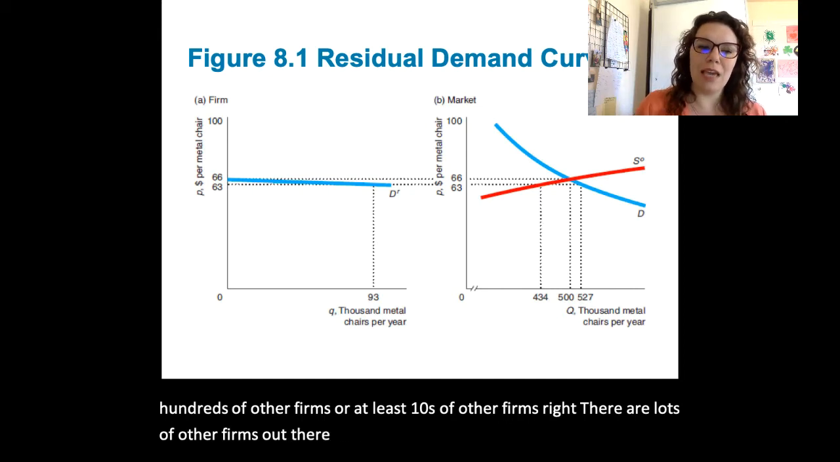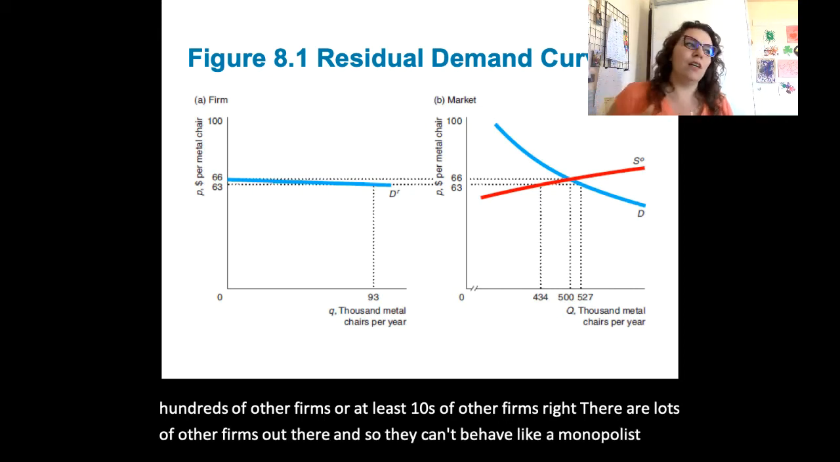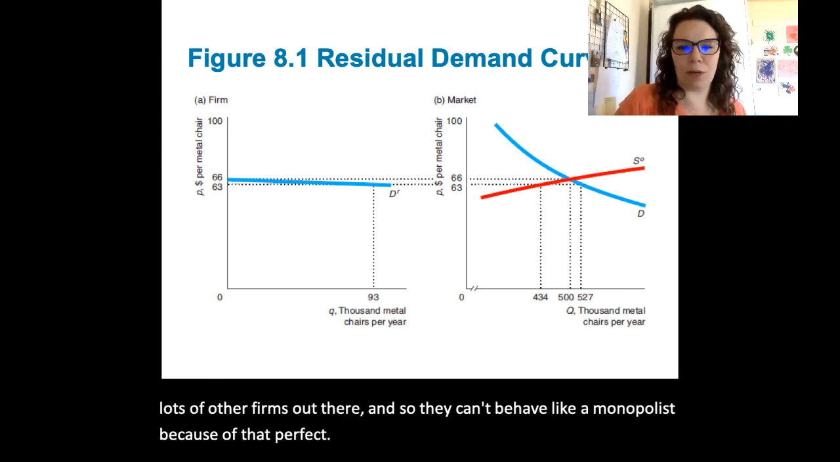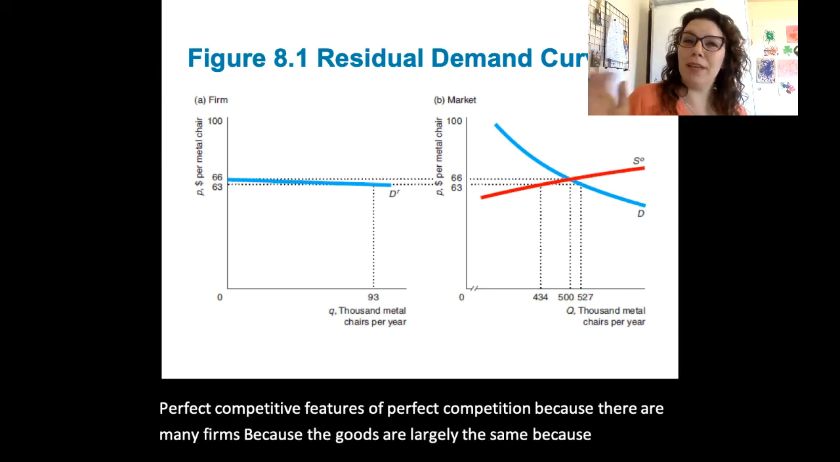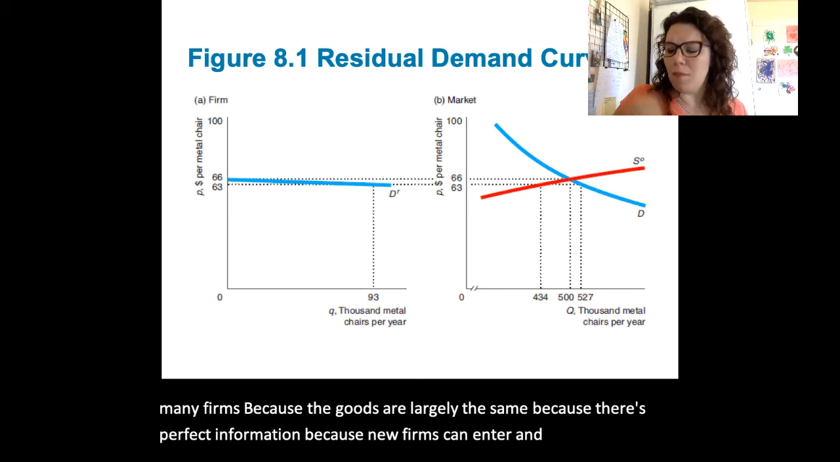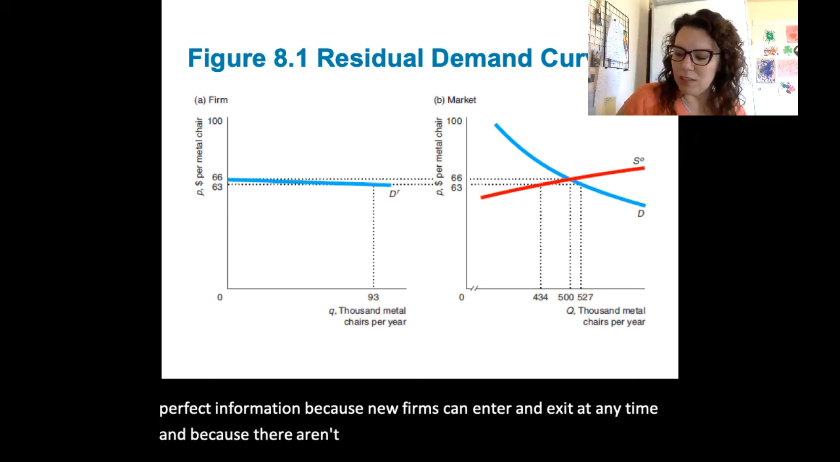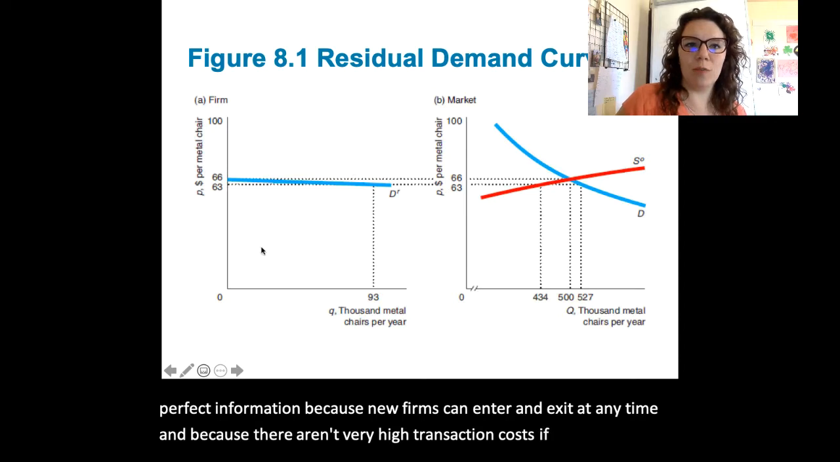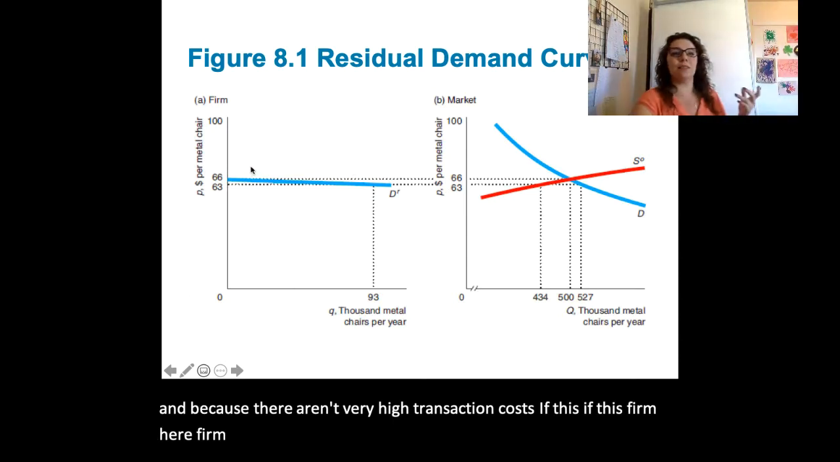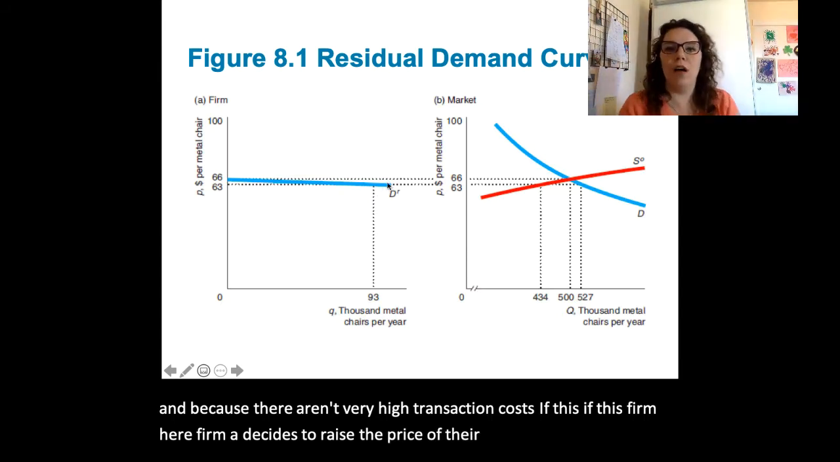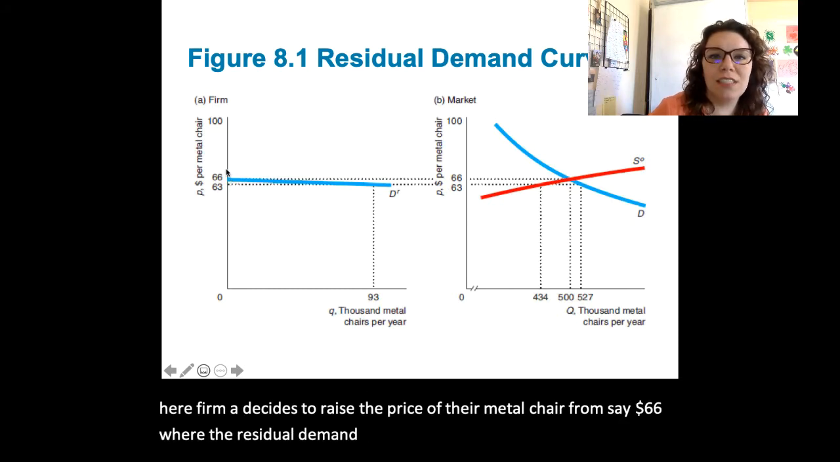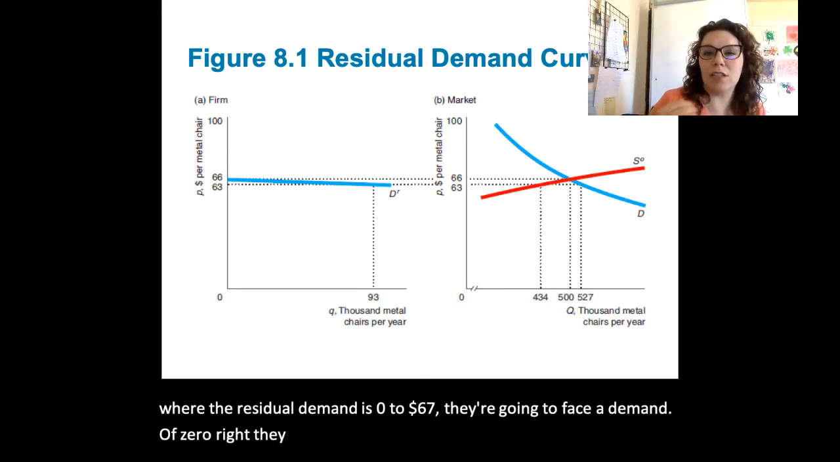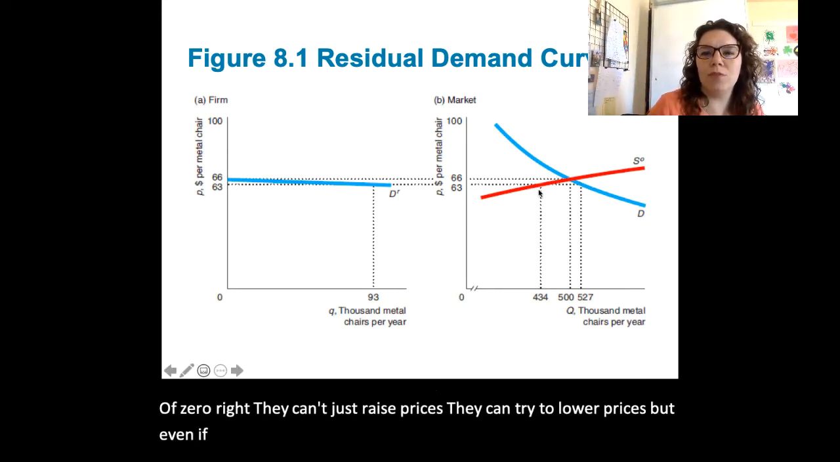And so they can't behave like a monopolist because of those features of perfect competition, because there are many firms, because the goods are largely the same, because there's perfect information, because new firms can enter and exit at any time, and because there aren't very high transaction costs. If this firm here, firm A, decides to raise the price of their metal chair from say $66, where the residual demand is 0, to $67, they're going to face a demand of 0, right? They can't just raise prices. They can try to lower prices, but even if they lower prices, other firms are going to step in.